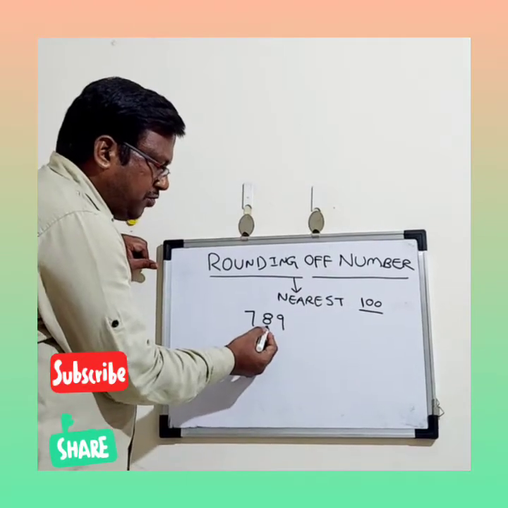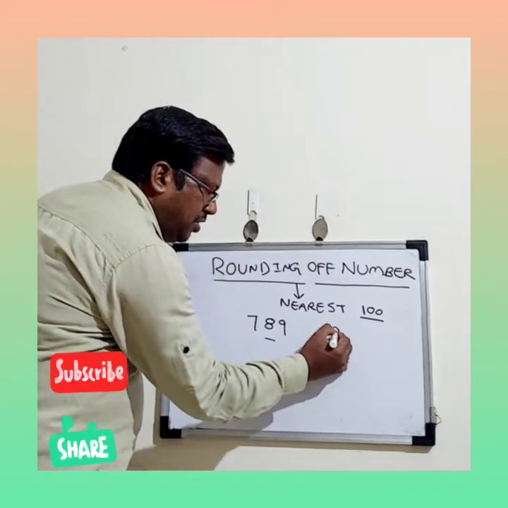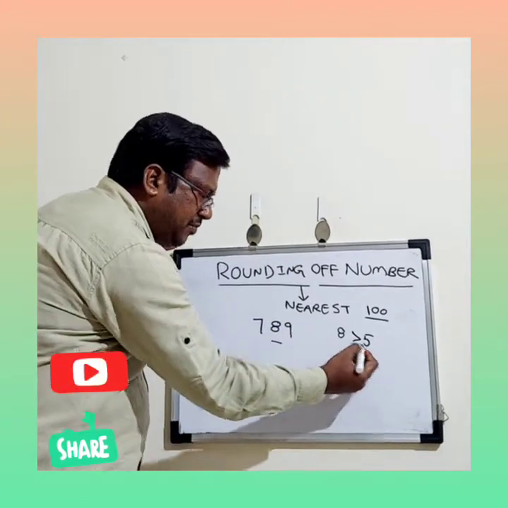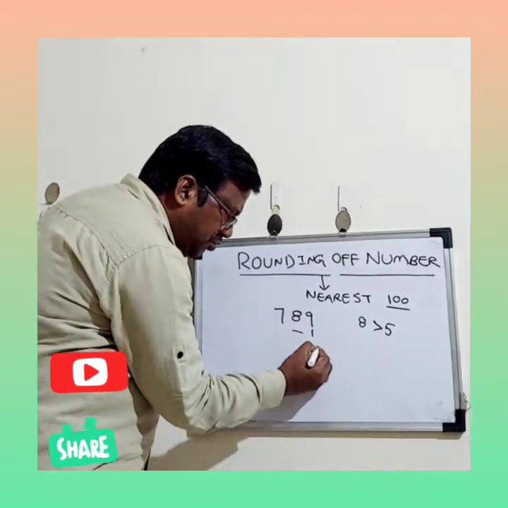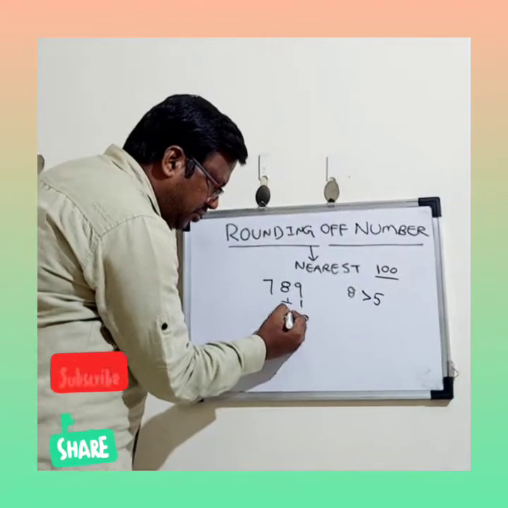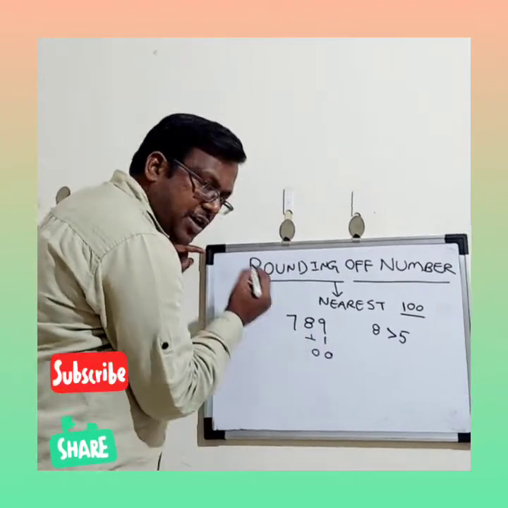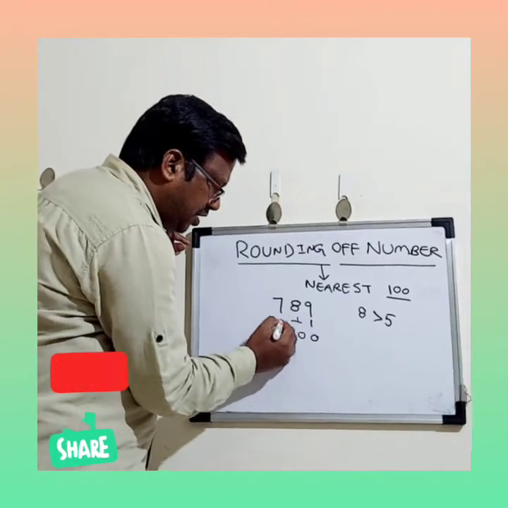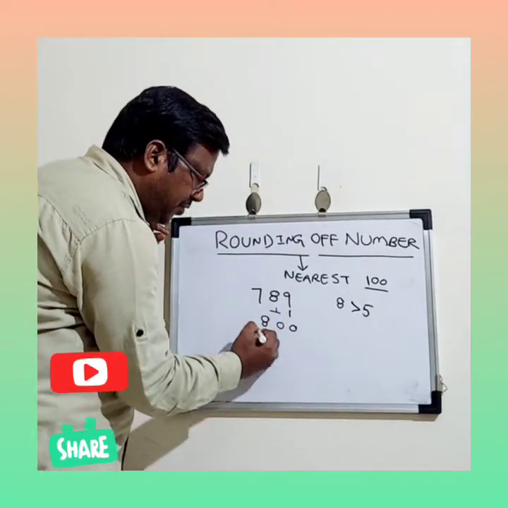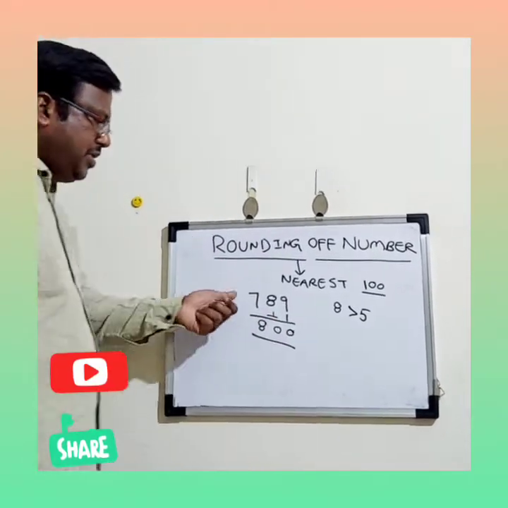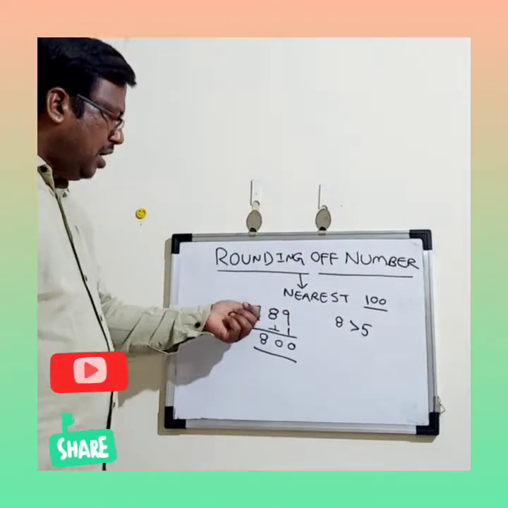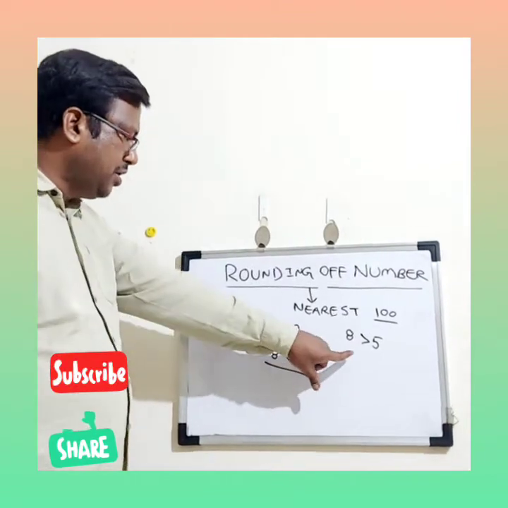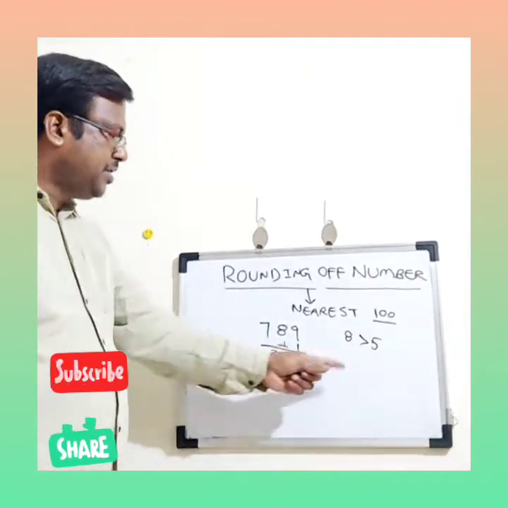But here the logic is, what is the tens digit position? 8. 8 is greater than 5. So when the tens digit position is greater than 5, replace the unit digit position with 0, the tens digit position also 0, and for the hundreds digit position add 1, that is 7 plus 1 is 8. So the base logic is always to compare the tens digit position with 5.